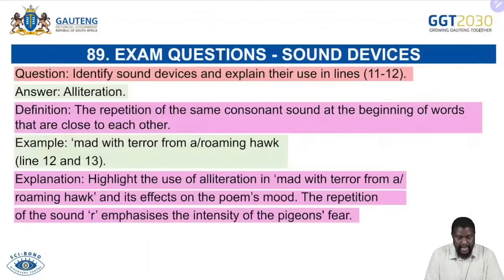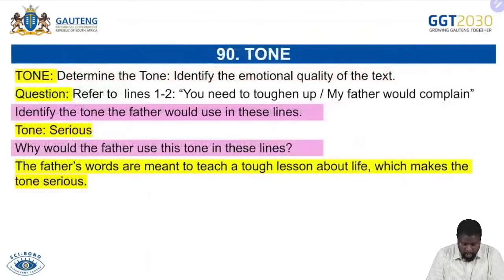Sound devices. Identify sound devices and explain their use. Alliteration, the repetition of similar consonant sounds at the beginning of words or close to each other. Met with terror from a roaming hawk. Highlight the use of alliteration in met with terror from a roaming hawk. The effect on the poem's mood: the emphasis on the letter R emphasizes the intensity of what? Fear. They're mad with terror, like a what? From a roaming hawk.